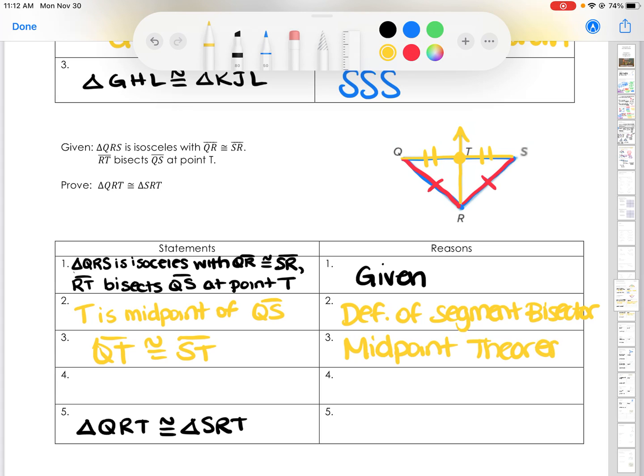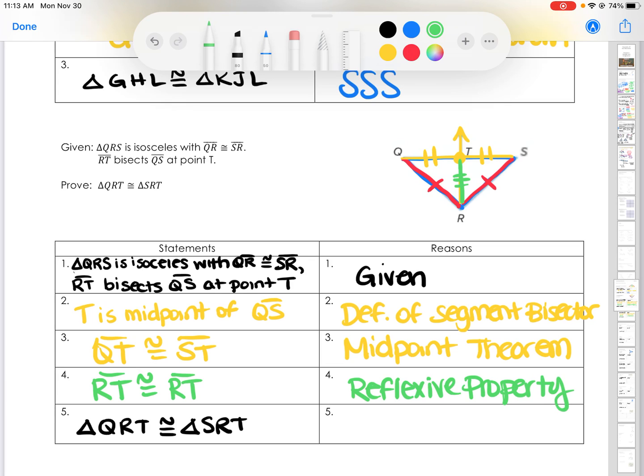All right, lastly, what would be really nice to have is if we could say that third side is congruent. Well, RT is congruent to itself because it's the same line segment. So we can say that RT is congruent to RT, and that's by the reflexive property. Just writing the same thing twice. All right, so we have that the red, the yellow, and the green sides are congruent to each other. That means side, side, side is the reason these triangles are congruent.